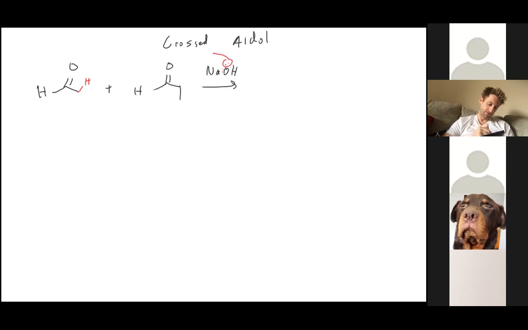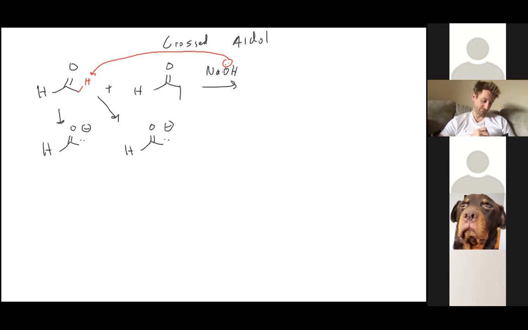So the first thing that can happen is we can either pull off this proton or the other one. I'm going to draw this proton pathway first. I'm going to draw it out twice because there's two different possibilities. It can either attack itself or the other aldehyde. If it attacks itself, it's going to make one product.